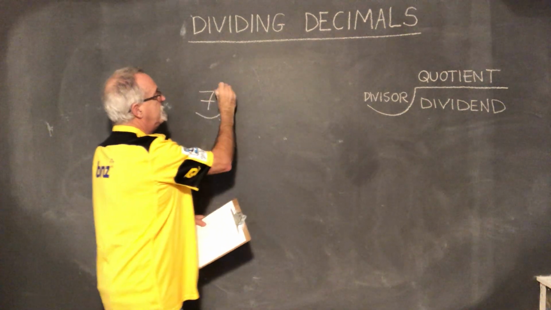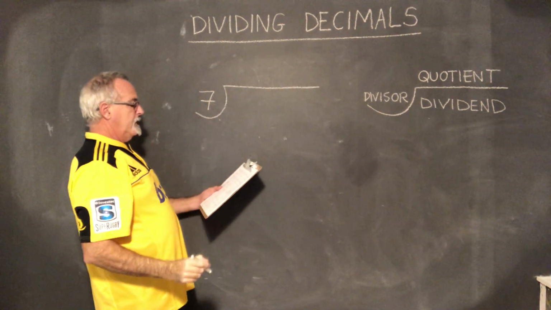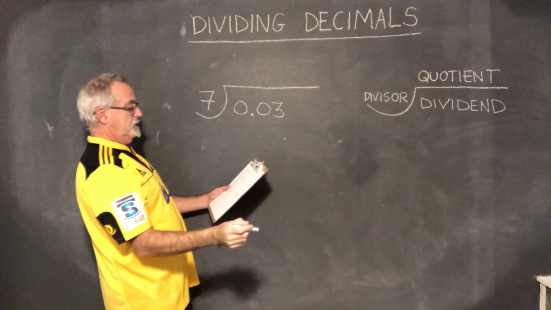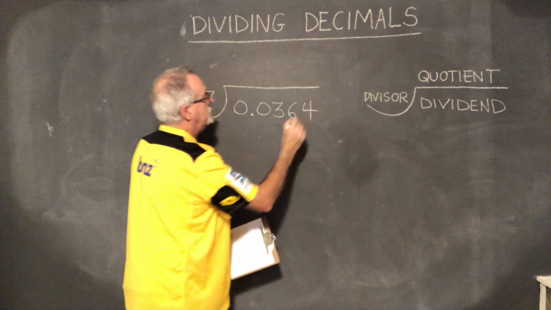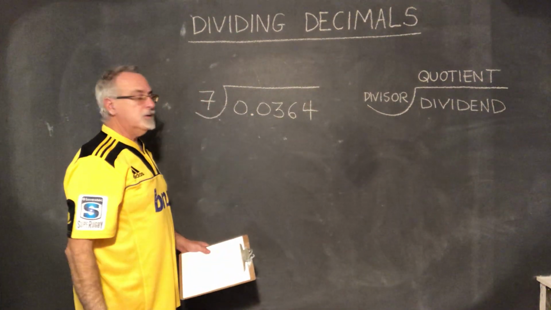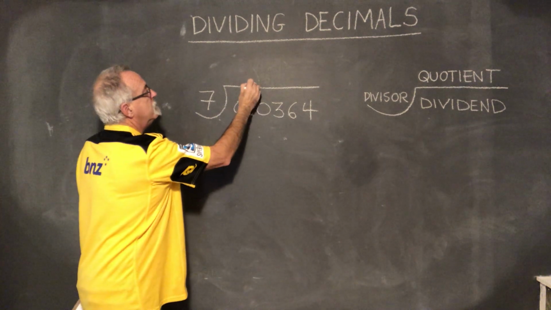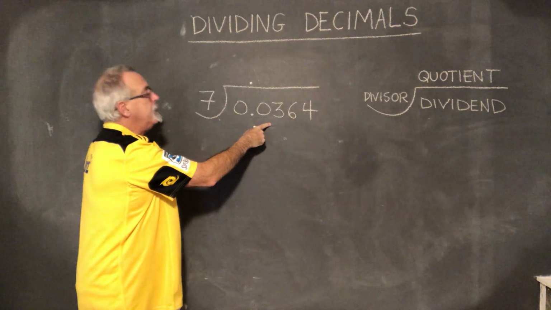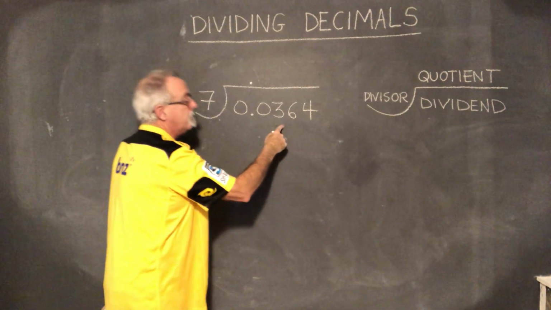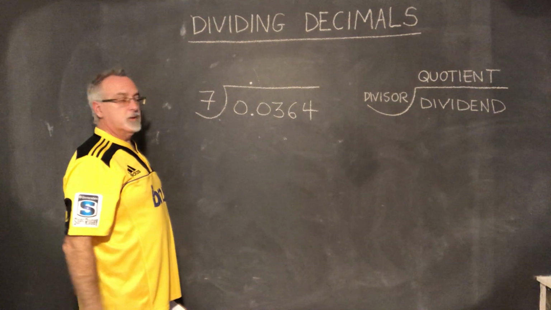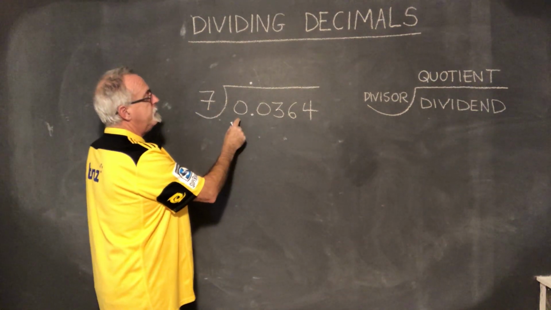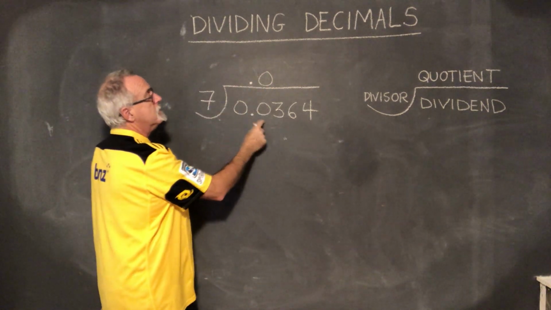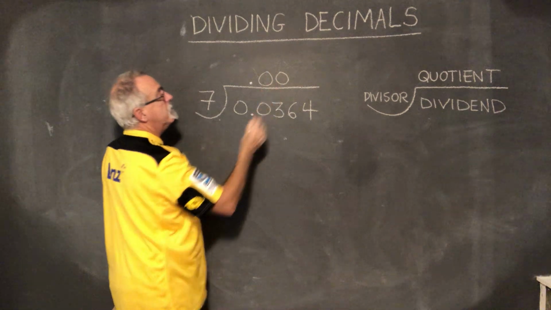7 is being divided into 0.0364. Lots of digits, placeholder zeros. Put the decimal right above. 7 doesn't fit into 0. And 7 doesn't fit into 00. And in fact, 7 doesn't fit into 003. So I need to start showing some placeholder zeros or I'm going to get confused. Since 7 doesn't fit into 0, 0, I'm going to put a 0 here. And since 7 doesn't fit into 0, 0, 3, I'm going to put a 0 here above the 3.